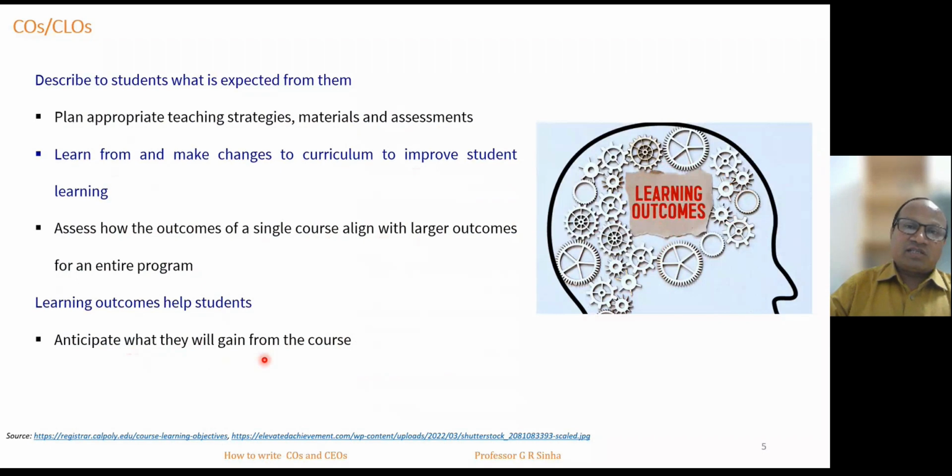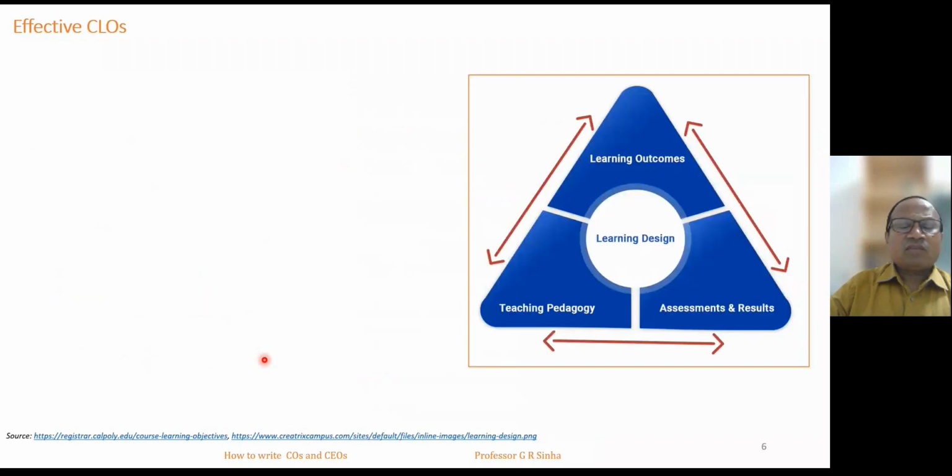So from both points of view, teachers as well as students, there is adequate information related to learning outcomes. For effective course learning outcomes, the learning design is very important, along with assessments, results and teaching pedagogies. So when you actually want to get excellent learning outcomes, assessment plays a very important role. Continuous assessment, and what are the tools we are using to assess, that is very important. In the coming lecture we will talk about assessment tools, what are the teaching techniques, what are the teaching pedagogies.